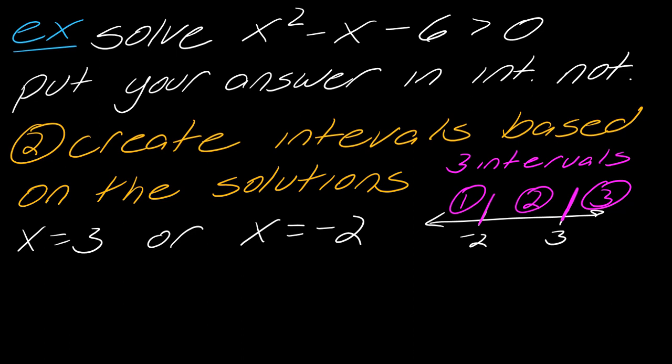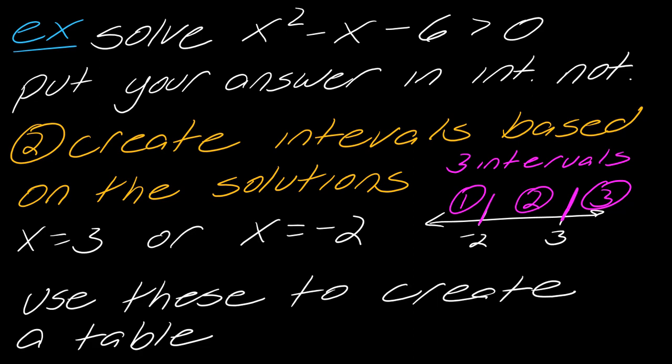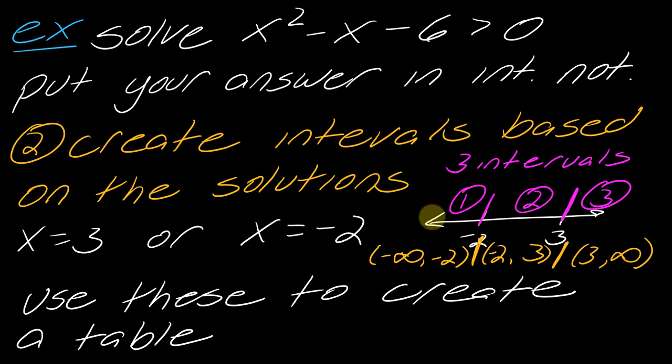And okay, we're going to use these intervals to create a table. That's why we care about this, and why we want to have the visual. So the interval over here goes from negative infinity all the way up to negative 2. And then we go from negative 2 to 3, and then 3 to infinity. So okay, that hopefully makes sense.